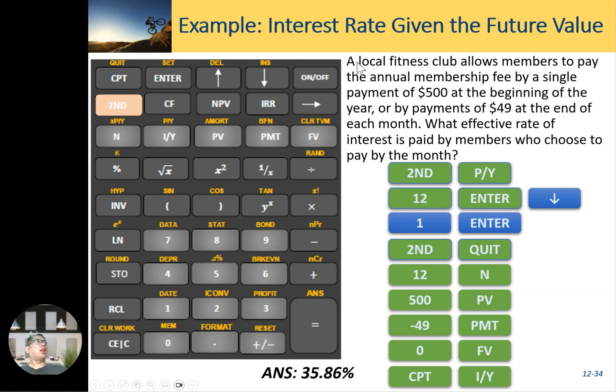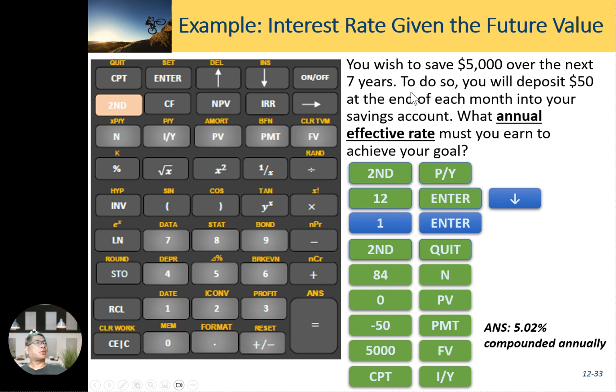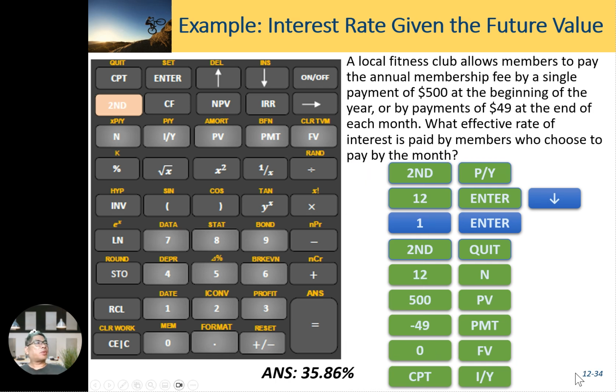Okay, this is a different problem. The previous one is a different one. So this is so you can understand the difference. This one is related to the previous slide. Okay, there you go. This is 1233. This is 1234, which is different. Guys, make sure you understand this concept. Okay, there are two different examples here. You have the first, membership $500 payment, minus 49 payment here.